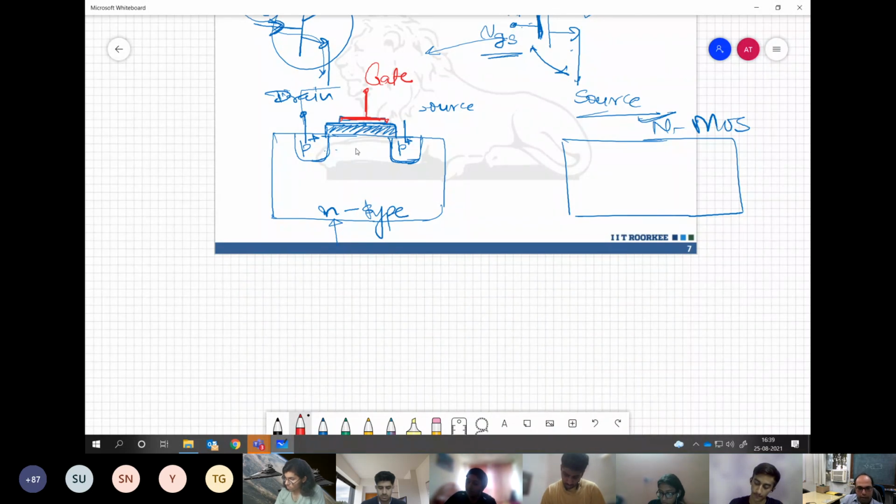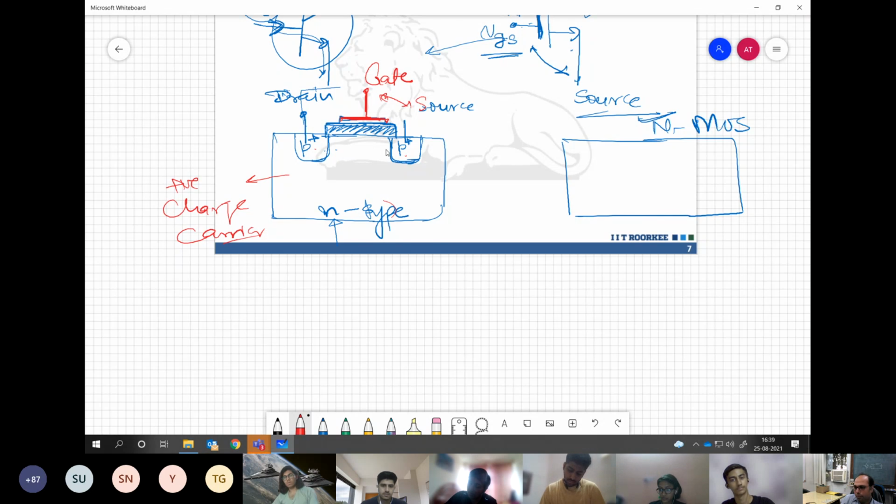Because this is an N-type substrate with P+ doping over here, we are basically looking for positive charge carriers in this device for the current to flow. So the field we should apply over here should be a negative field to attract the charge carriers in this region. Understanding my point? So this gate source voltage should be less than some threshold value to make this device conduct.